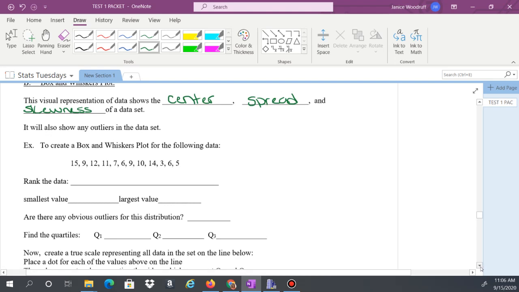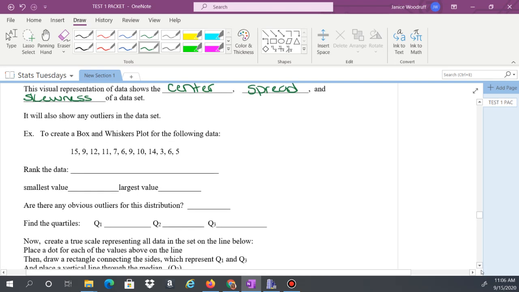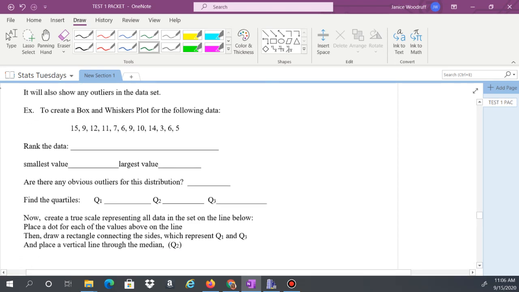So let's just say we'll do the ages of all of the grandchildren in a family. That looks like it's something that we can relate to, right? All right, it's a lot of grandchildren, but that's okay. All right, so we're going to rank it first.